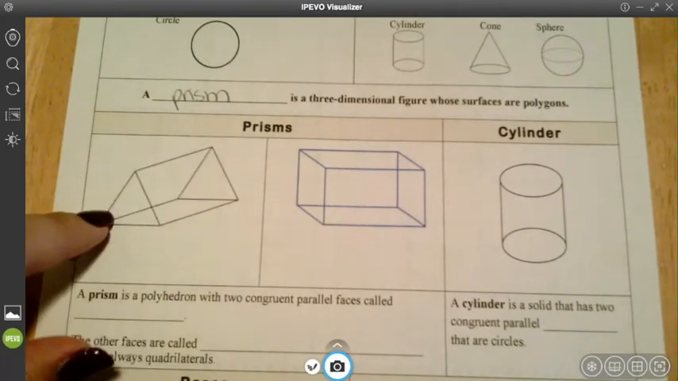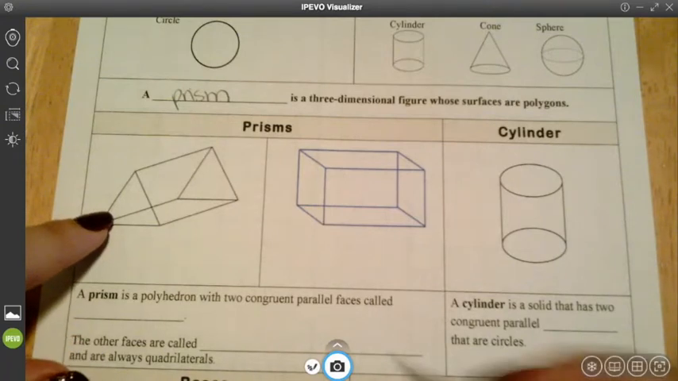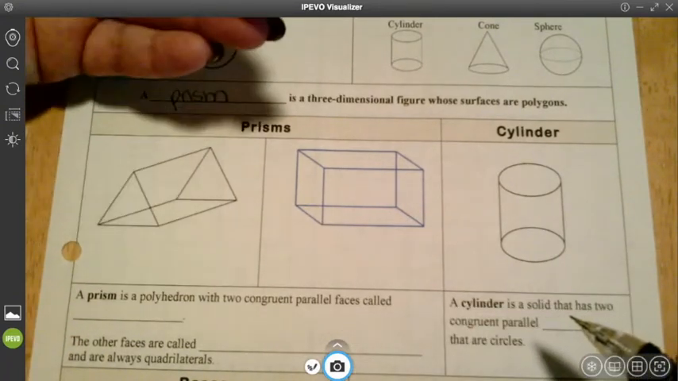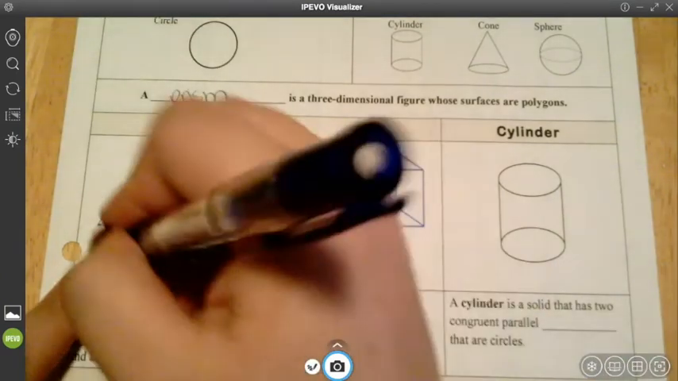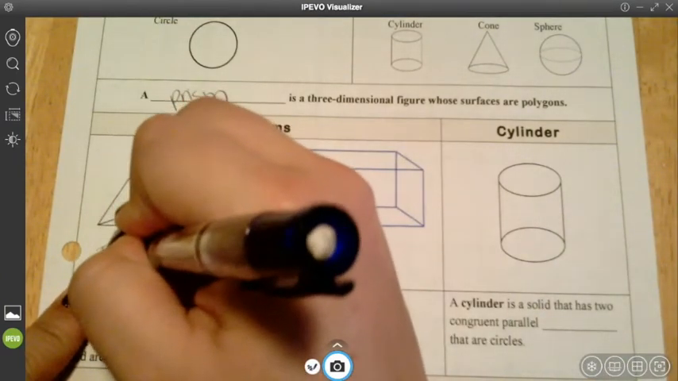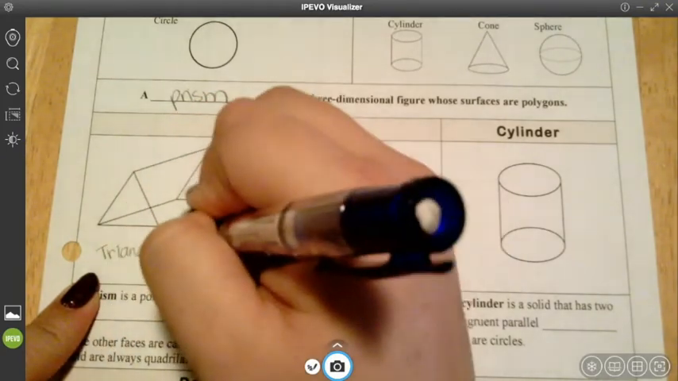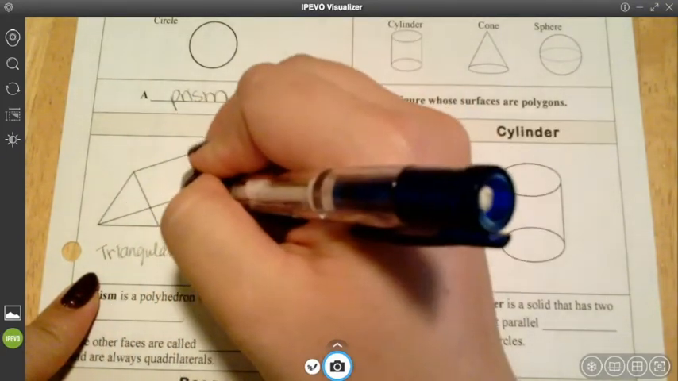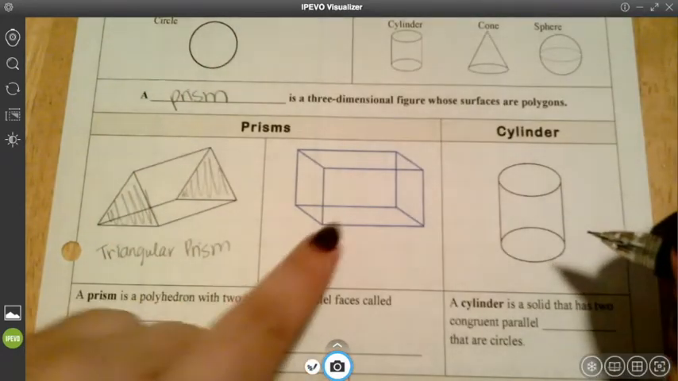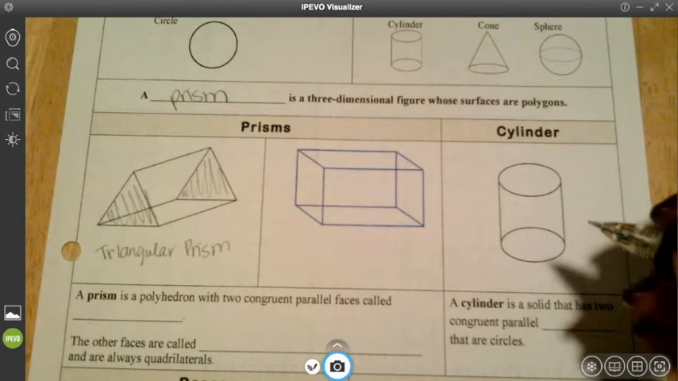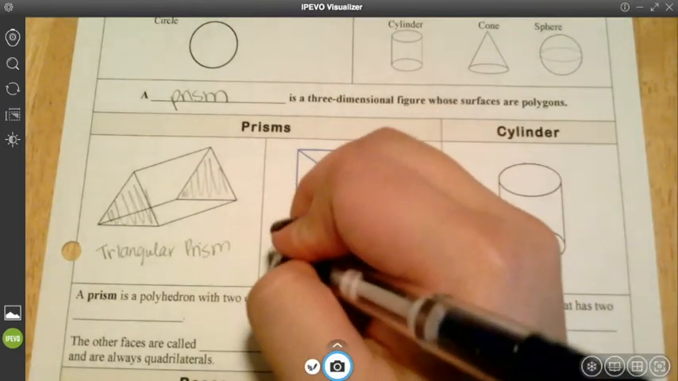Because the 2 sides that are triangles are parallel, right? If I were to cut this into pieces, these are the 2 sides that would be cut parallel to each other. This is called a triangular prism, because I have these 2 triangles. And then we have this prism where all of the sides are rectangles, and so this is a rectangular prism.